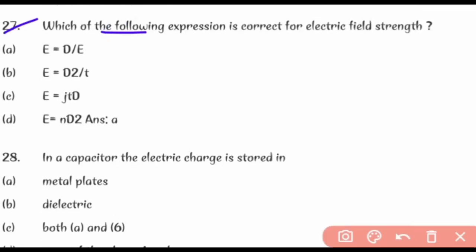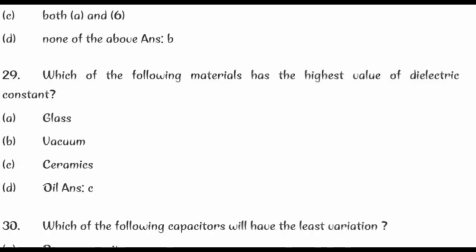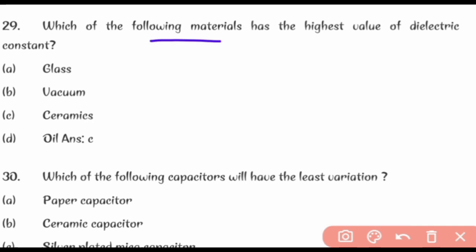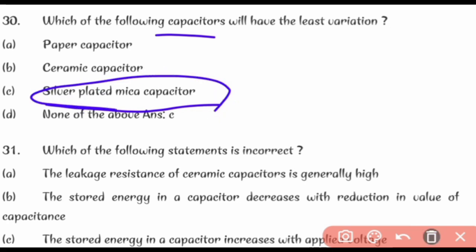Which of the following expressions is correct for electric field strength? E equals D by epsilon. In a capacitor, the electric charge is stored in the dielectric. Which of the following materials has the highest value of dielectric constant? Ceramics. Which of the following capacitors will have the least variation? Silver plates, mica capacitor.